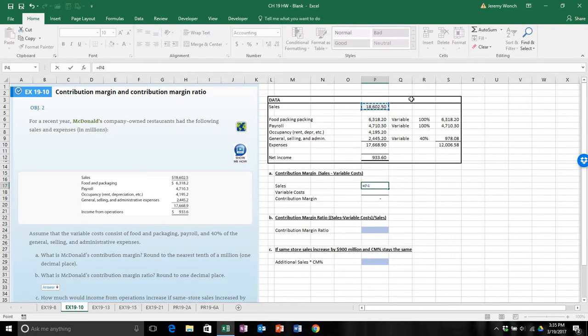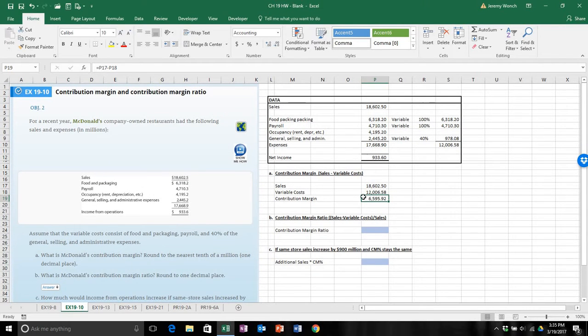So we take our sales, 18 billion, and we're going to subtract out our variable cost, which we've summed up over here, is the 12 billion. So that means we have a contribution margin of 6.5 billion. And so what that's saying is that out of this 18 billion of sales, we have 6.5 billion that's either going to cover fixed cost, and then the rest of it's going to go to profit.